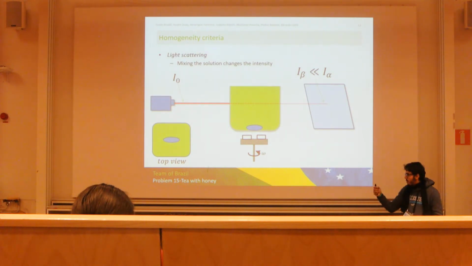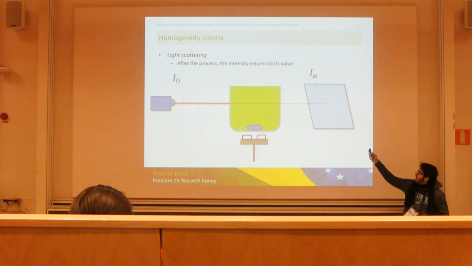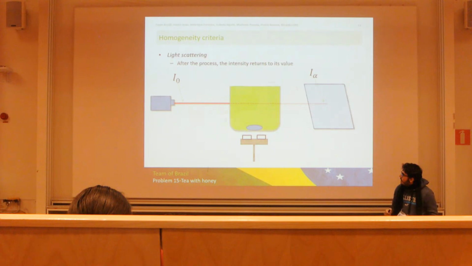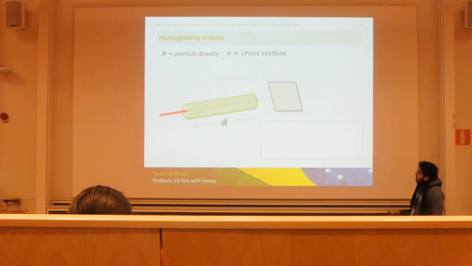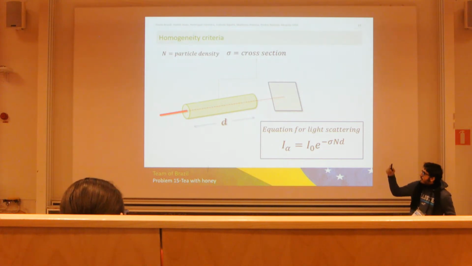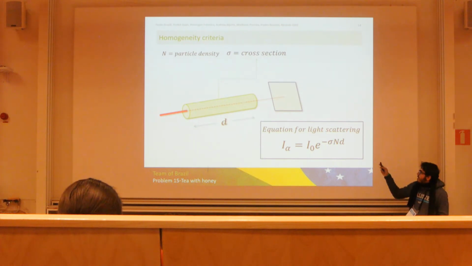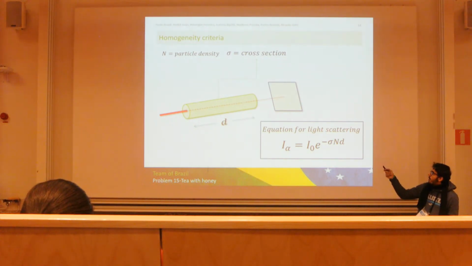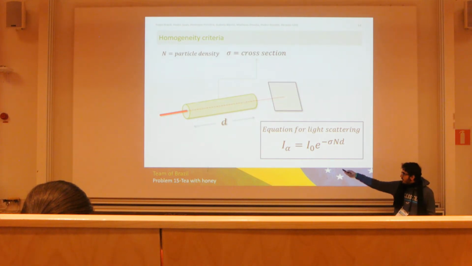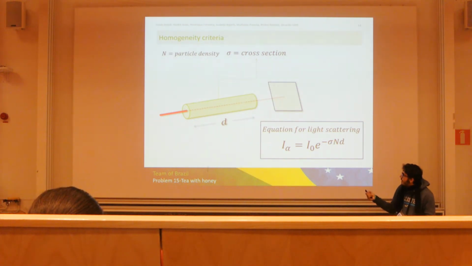This is the top view that was rotating there. And after the process, the intensity returns to its value, I alpha again. So we propose this method considering the light scattering, and consider this equation for the light scattering that takes into account the particle density, where sigma is the cross section, and considering the distance between the two walls of the vessel as being z, we reach this exponential in z.